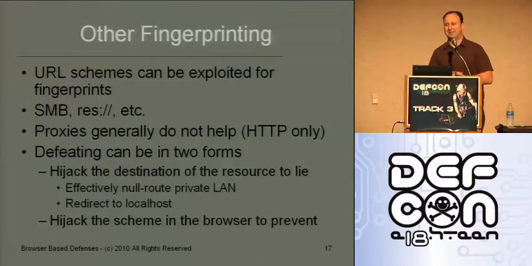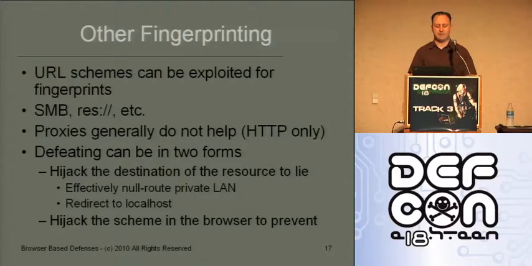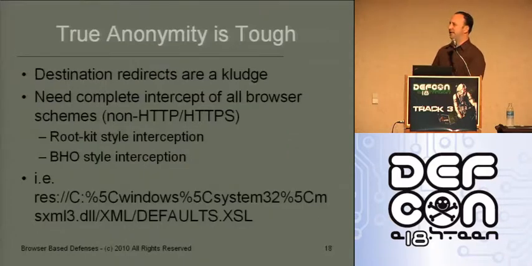So we have to think outside of a proxy. We have to either hijack the system or the browser itself. Hijacking the system's kind of tough because we need visibility into what the browser's doing. Turns out that the browser helper objects are perfectly positioned to deal with this. All right, we can hijack the scheme call to the resource. But true anonymity is going to be tough.